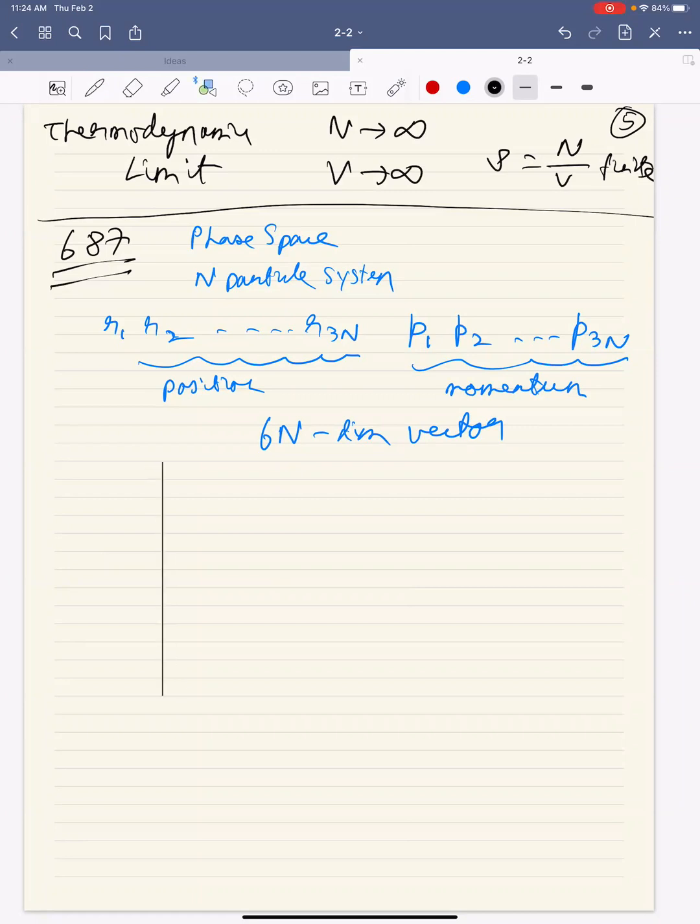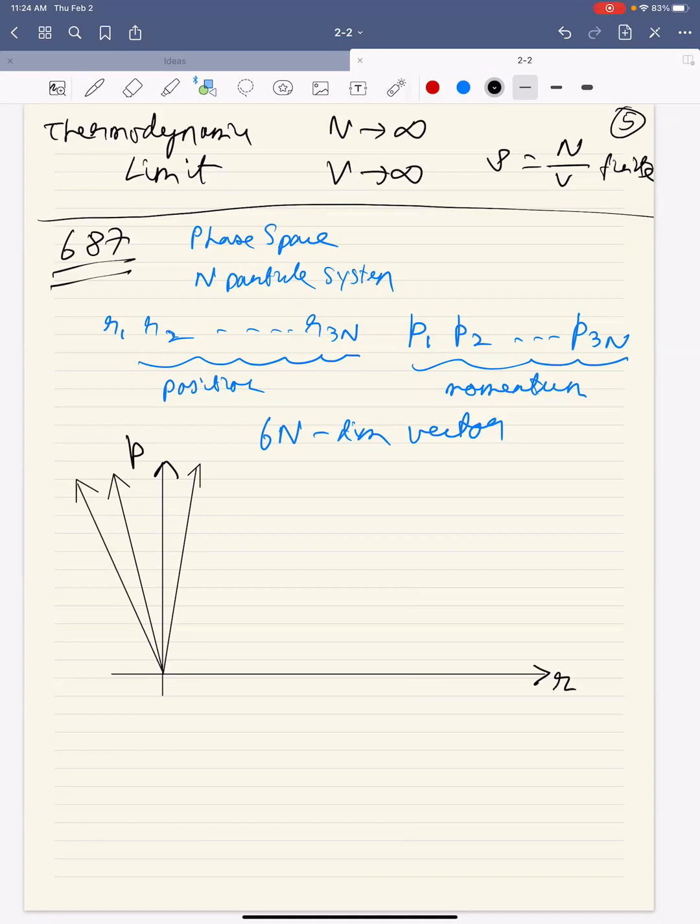So let's draw it, where this axis is R, this axis is P, but in reality, there are lots and lots of coordinates, right? So this one could be R1, this one could be R4, 5, 5, 7, whatever it is, right? So I'm just going to draw two, P and R.